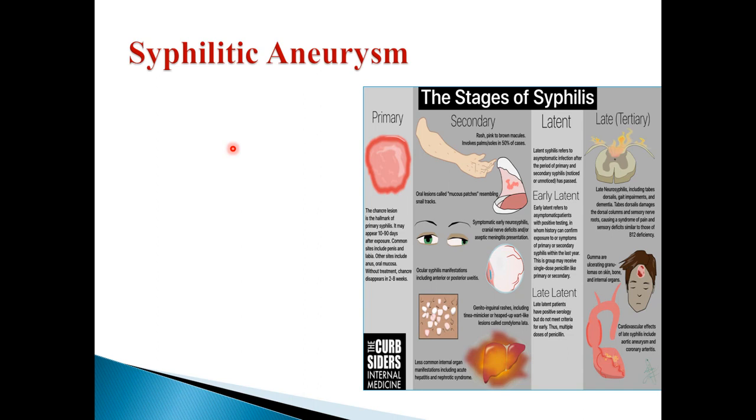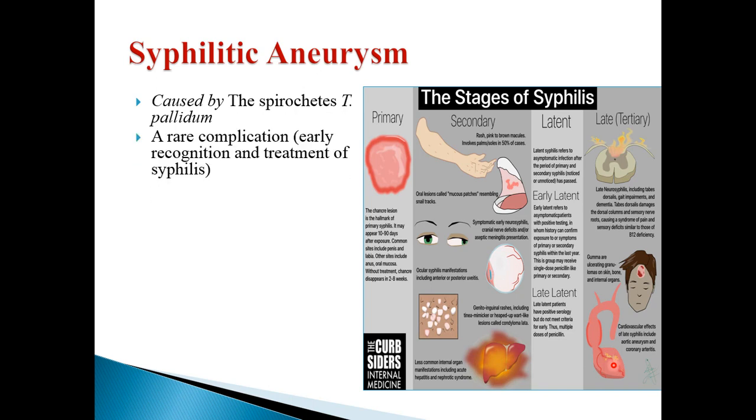Another important type of aortic aneurysm is syphilitic aneurysm. Now, you know from microbiology lectures that syphilis is a sexually transmitted disease that has 3 stages, right? Primary, secondary, and late or tertiary stages. Now, syphilitic aortic aneurysms are related to the late or tertiary stages of syphilis only. Syphilis is a sexually transmitted disease that is caused by the spirochete Treponema pallidum.